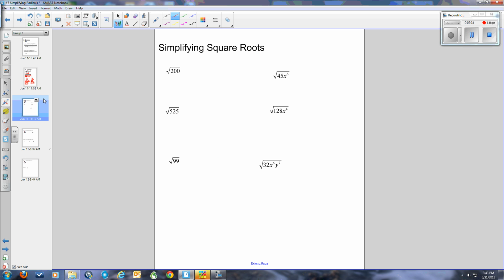Let's go to the next page. Simplifying square roots. If you weren't quite sure what I did right in the beginning when I was simplifying those radicals, now's the time to really catch on. We want to start with the square root of 200.